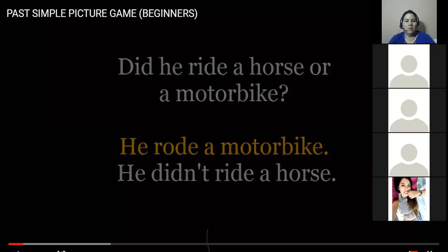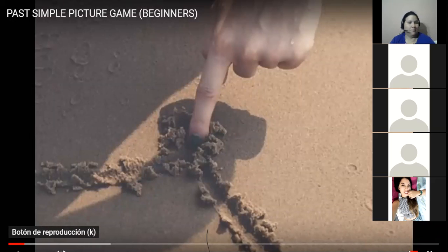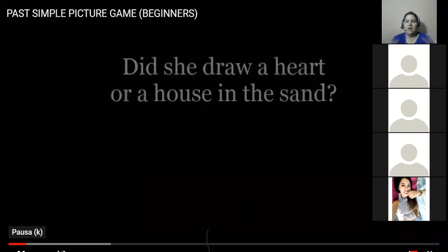There you go. Okay, let's take a look at this one. What is happening? What do you think is happening? She's writing on the sand. Okay, she or he is writing on the sand. Okay, let's check out the question. She, okay, the question is, very good. So the question is, did she, now we know it's a she, did she draw a heart or a house in the sand? What do you think is a possible answer?